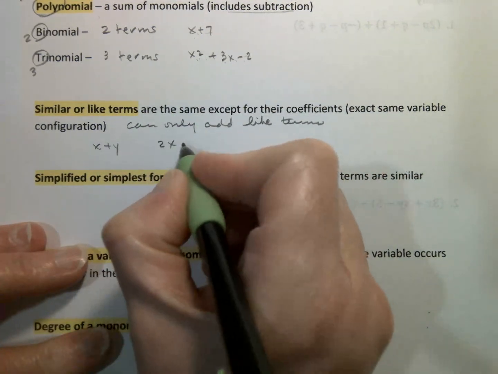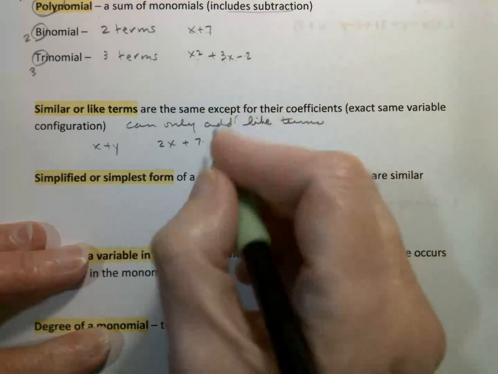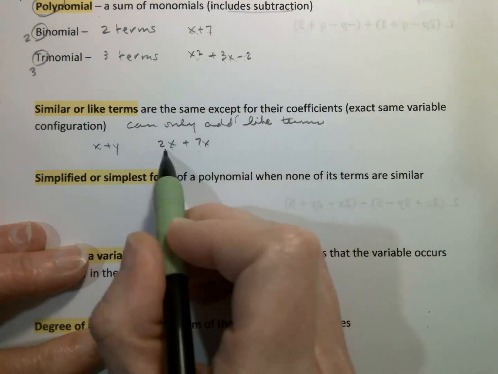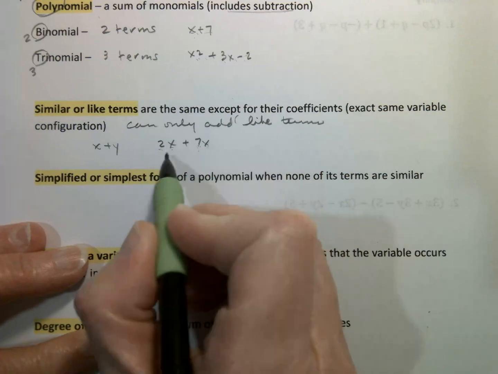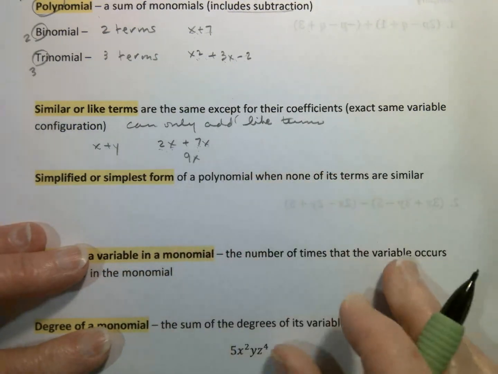But if I have 2x plus 7y plus 7x, they both have the exact same combination of variables. They each have one x, so I can add those together. And what I do is I add the coefficient, which is the number in front. So here I have 2x's, here I have 7x's. I have a total of 9x's.